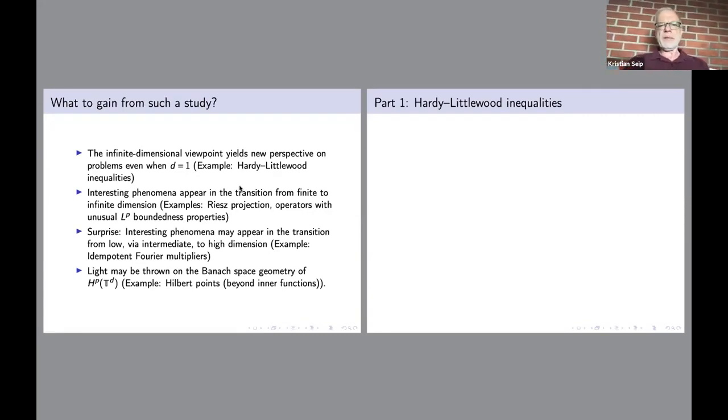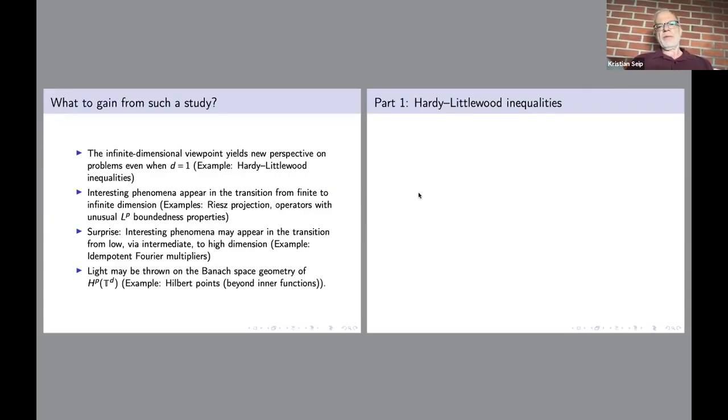And then let me start. You see here to the left four points that I want to make, and I will correspondingly mention four results or problems related to these four points. So let's begin with the first, where we see something interesting even in dimension 1 from the infinite dimensional point of view. And this is what I call Hardy-Littlewood inequalities.